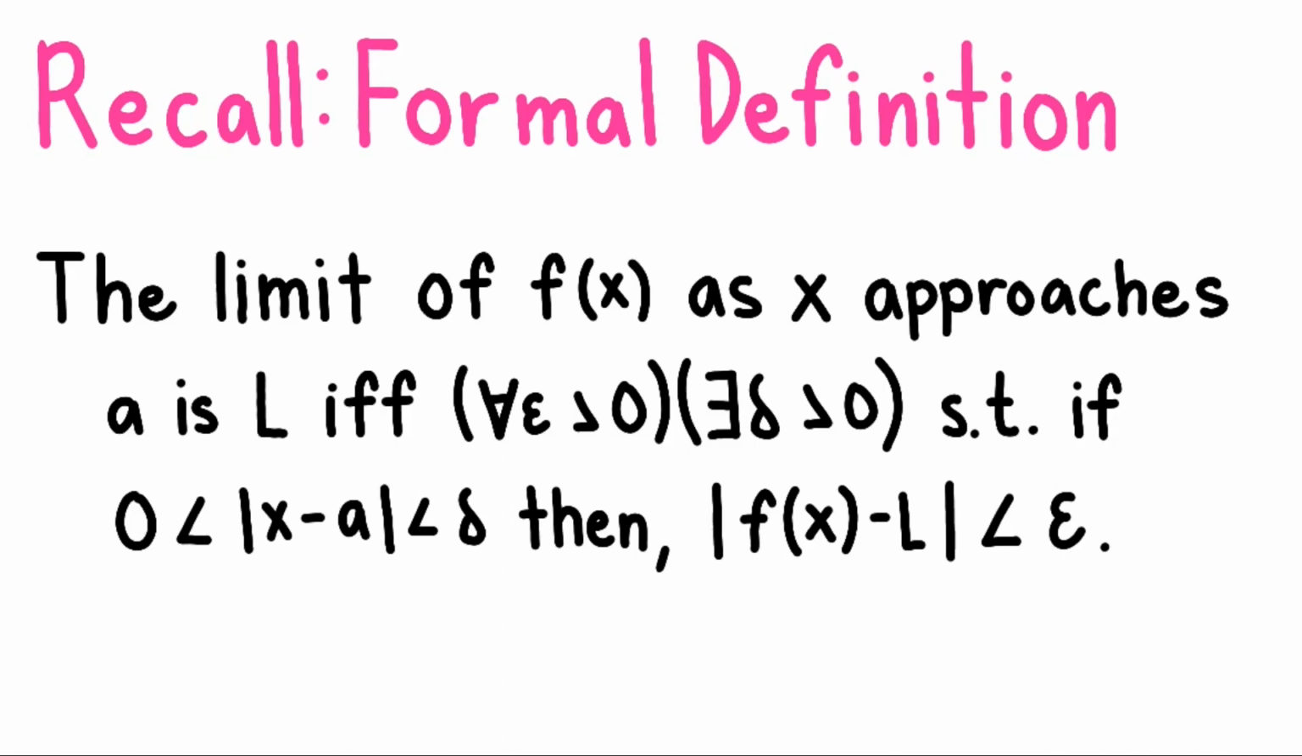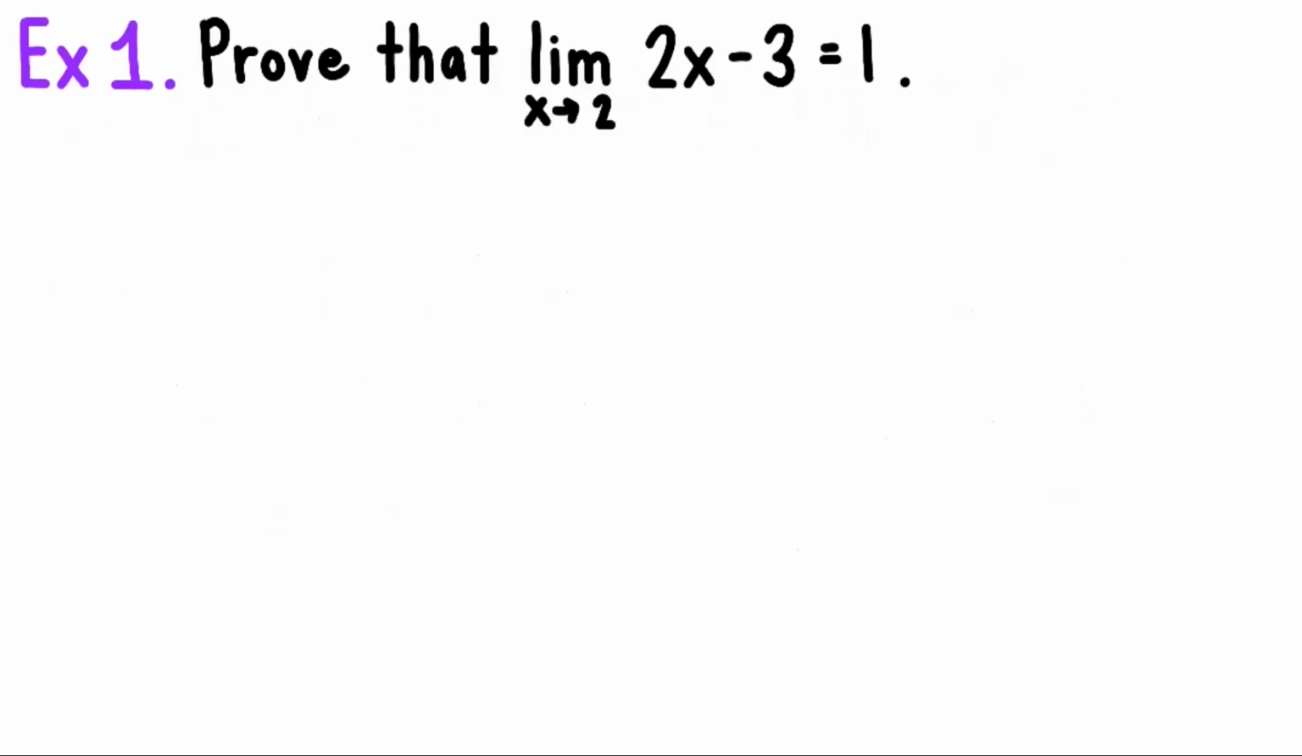To understand how this works, let's try out some examples. In the first example, our goal is to prove that the limit of 2x minus 3 as x approaches 2 is equal to 1 by the formal definition of limits. Before we start, feel free to pause the video so that you may try this one first on your own. Okay, good. So let's start.